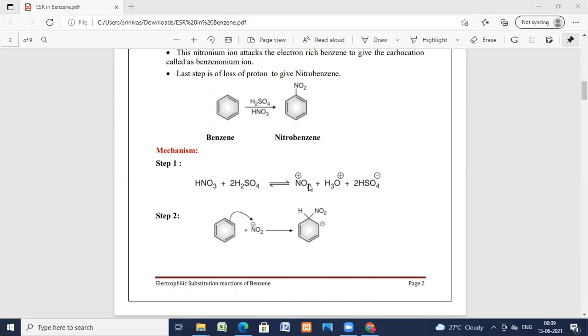HO-NO2 plus H2SO4 gives rise to H3O plus, NO2 plus, and HSO4 minus. Here you have to note that sulfuric acid acts as an acid and protonates the nitric acid, which acts as the base, forming protonated nitric acid. This is later decomposed into the nitronium ion and water. The water so formed is absorbed by another molecule of sulfuric acid.